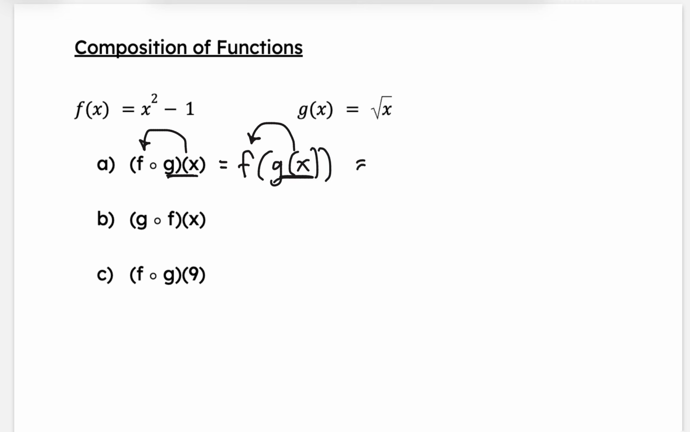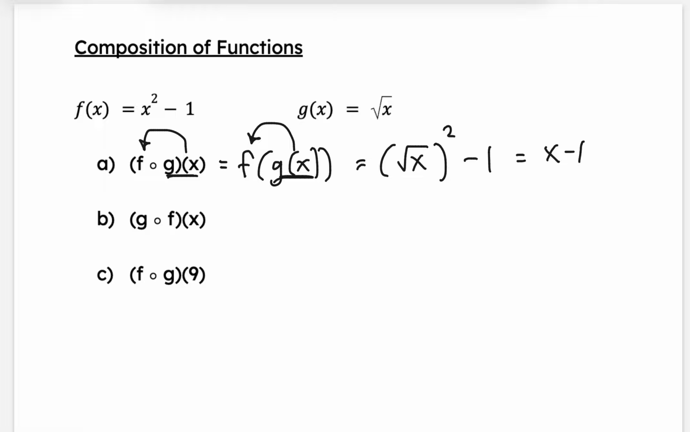So I'm taking my f of x equation, and I'm going to put parentheses, squared, minus 1. I'm going to take the x out and plug g of x in its space. That means the square root of x is going in there. Now, if I simplify that, I just get x minus 1.